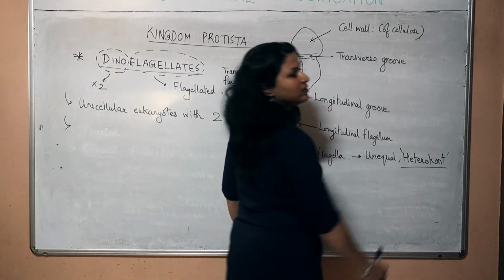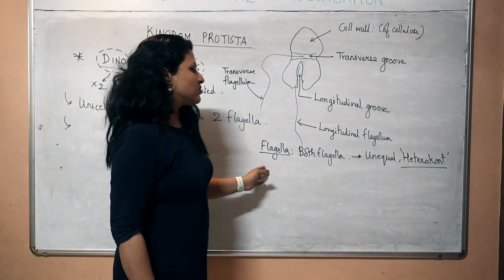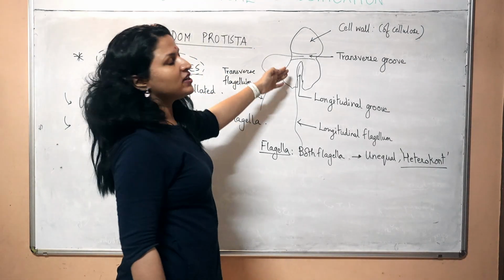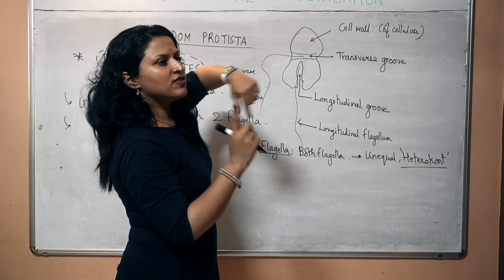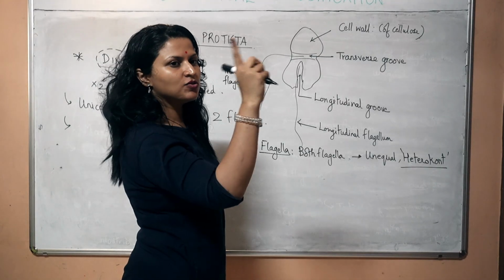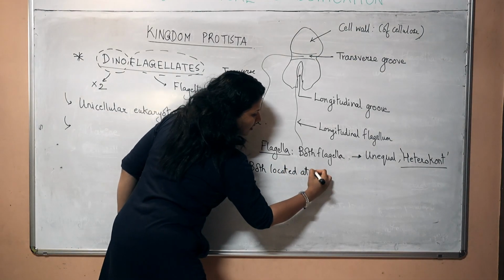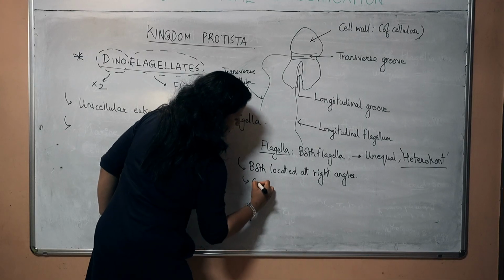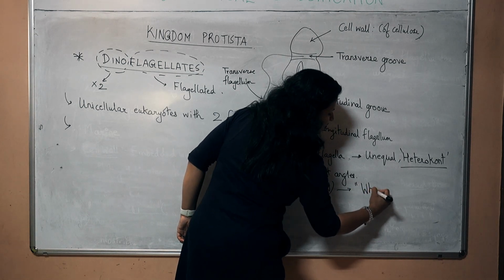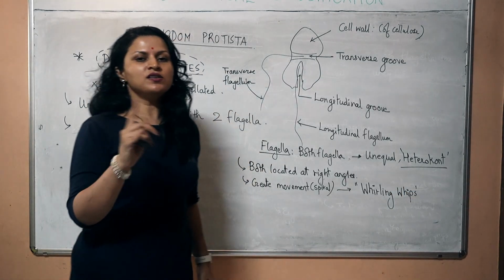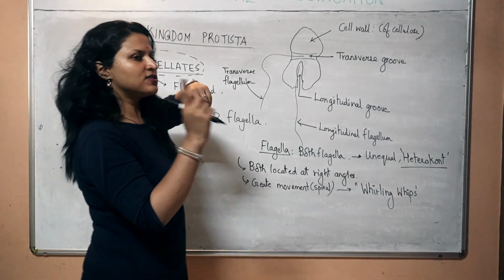They are unequal, and as such they are called heterocont. If they were equal, it would have been isocont, as in Chlamydomonas. But here both are different. That's why they are heterocont. If you look at the positioning of these two flagella, both are at right angles to each other, and as such they will produce a whirling kind of movement. Both located at right angles, they create spiral movements. That's why they are also called whirling whips, because of the spiral movement that they create using these two flagella, which are located at right angles to each other.